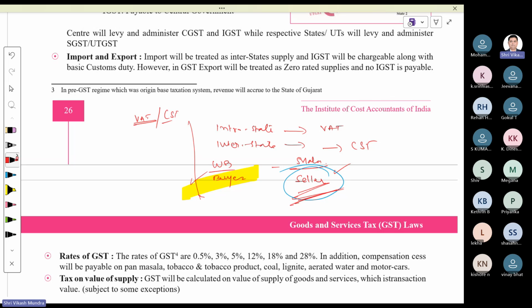So the central government played a major role in getting the Maharashtra government to agree. They said, dear Maharashtra government, after implementation of GST, if you have any losses in your revenue, then we are here to compensate you. Sir, how could you calculate the losses? How could you calculate my losses?